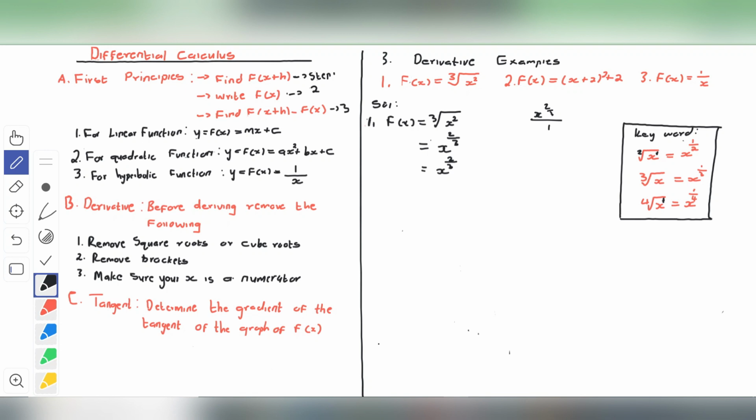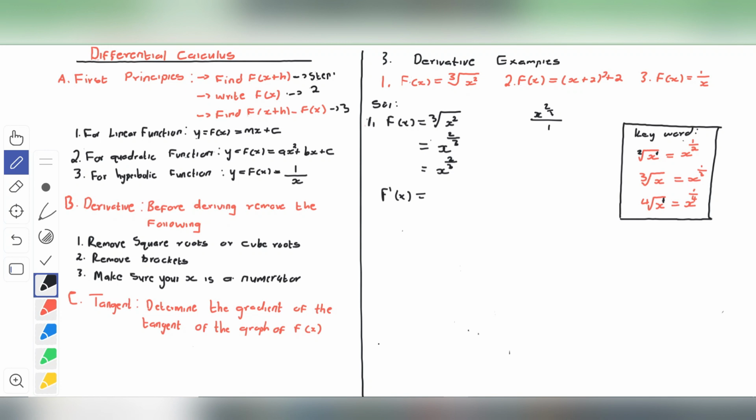We can derive, right? So whenever we derive, we are going to take the exponent the way it is and then multiply with the coefficient of the term. We can see that this term is x to the power of 2 over 3. And what is the coefficient of this term? What is the number from the first term? We can see that it's 1.